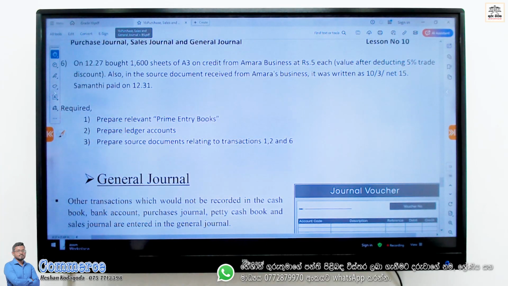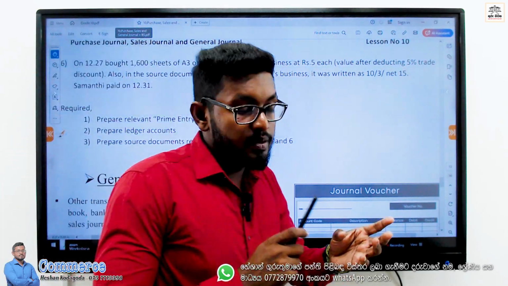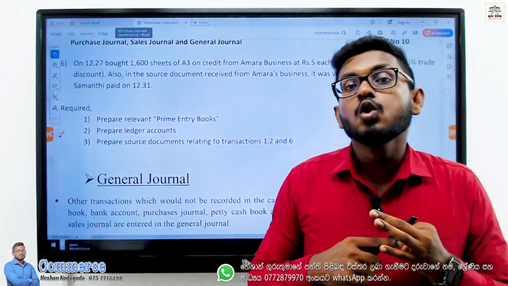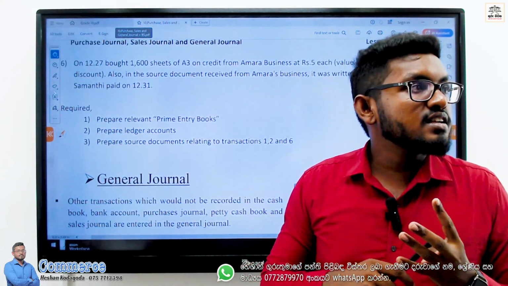Prepare the relevant primary books. What are the primary books you need? Purchase journal, cash book. Only those two. Okay? Purchase journal and the cash book.